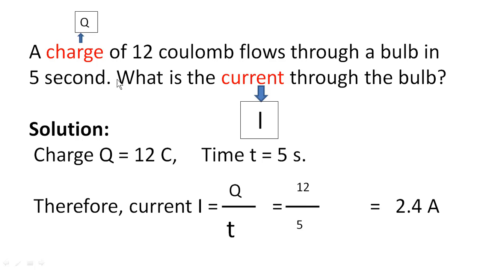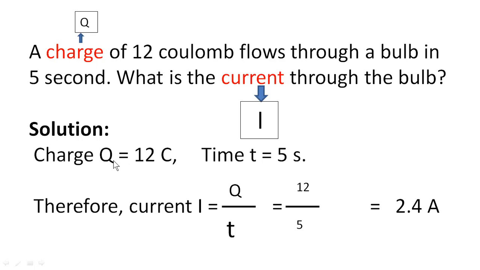Look at this problem. A charge of 12 coulomb flows through a bulb in 5 seconds. What is the current through the bulb? Now you have to find out what the important terms given are. Charge is Q, and current, the related letter, is I. What is the basic relation between Q and I? We know that Q is equal to I into T.